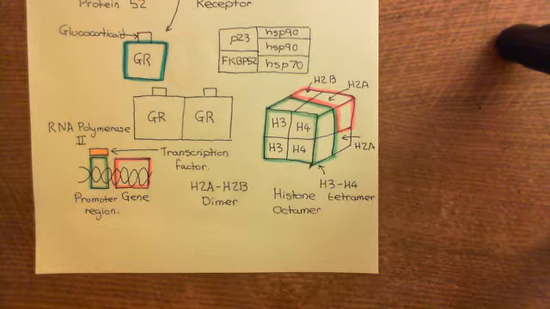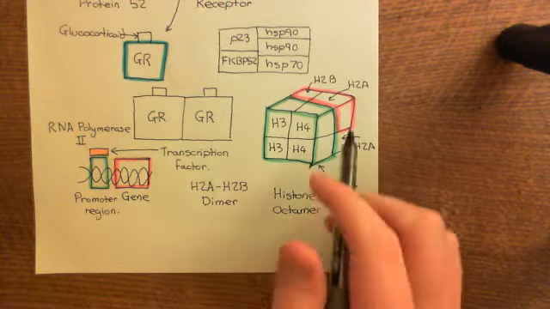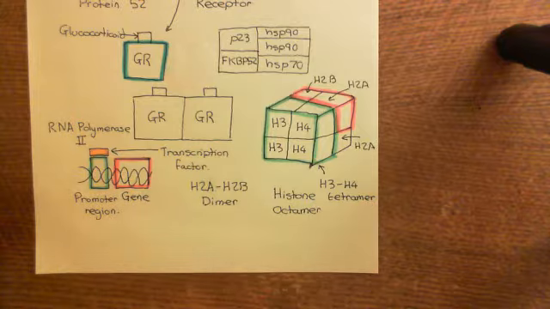So you make two H2A, H2B histone dimers. You make one H3H4 tetramer. You join all of these together to get a histone octamer like this. Now, what's the significance of these histone octamers? Well, basically, DNA is going to wrap around this histone octamer like this.